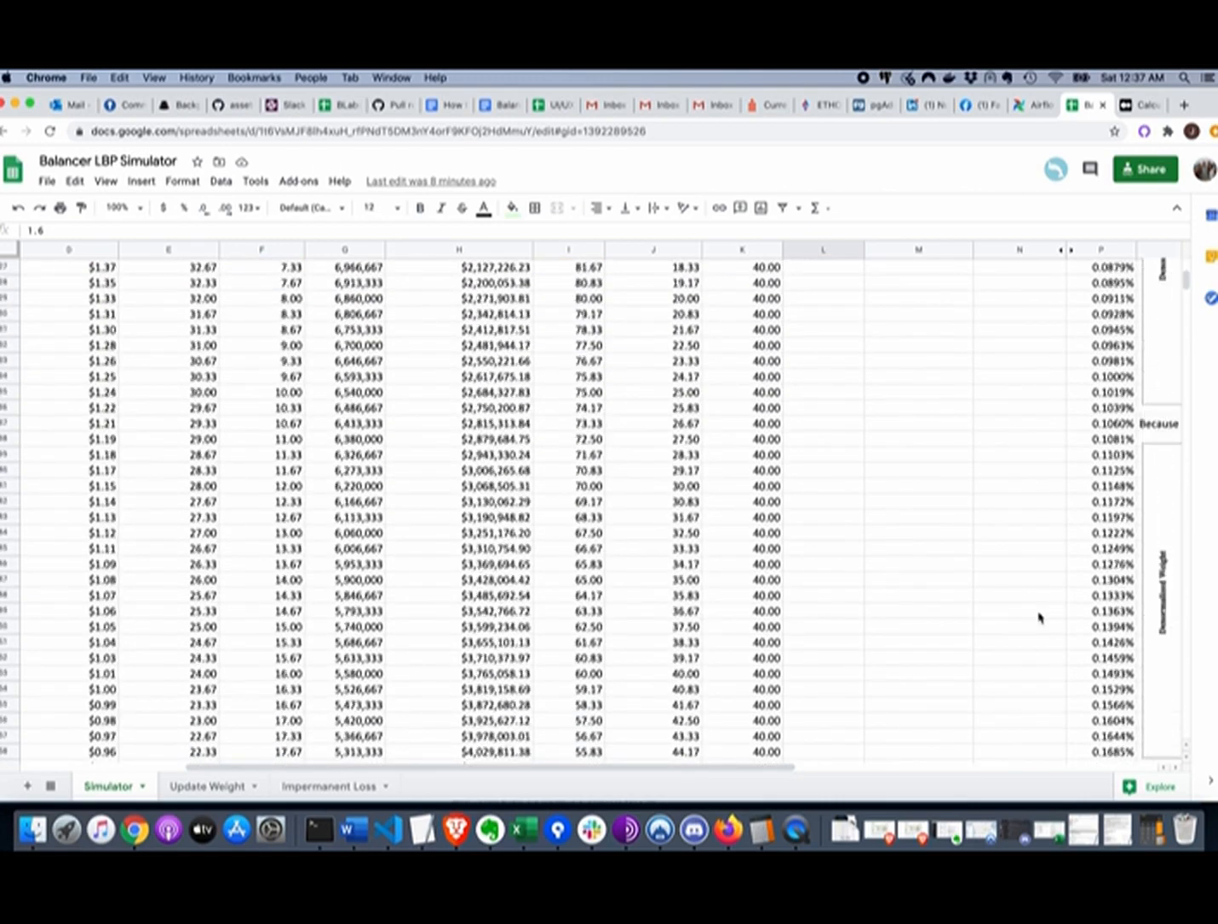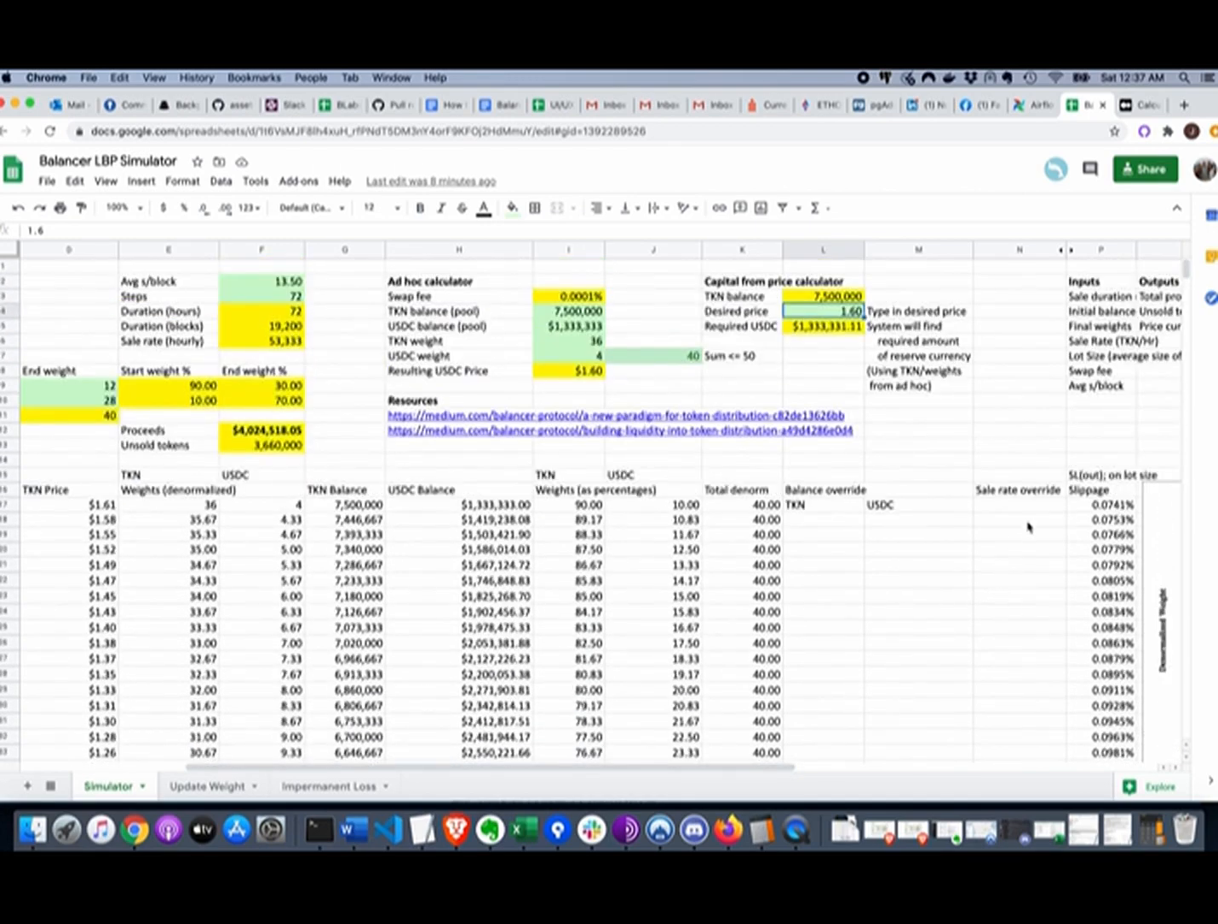Also, we have the capital from price calculator. So the ad hoc calculator assumes you know the number of tokens and your starting capital, and it calculates the price for you. But some people have a target price and they want to know how much capital they need. So rather than do it on the regular ad hoc through trial and error, this section does the inverse calculation. So you type in a price and it tells you how much capital you need. Just a little easier. And of course, if you type in the same number, it gives you the same result.